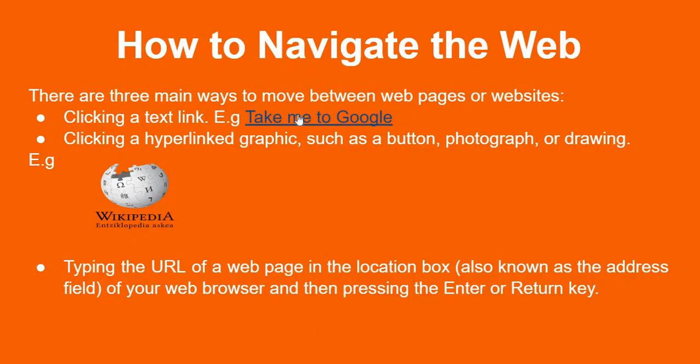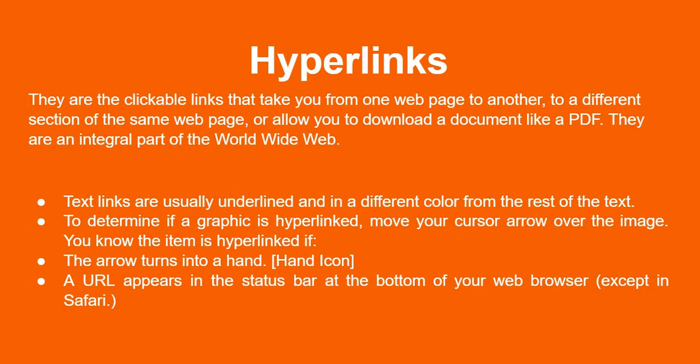So when we move our cursor to this link, what do we see here? First, we see that the cursor changes into a hand icon. You see that? From out, it's a normal cursor, and then when we move it here, it changes into a hand icon. Then number 2, we notice that on the left corner down below here, you will be able to see a URL to that particular page. A URL appears in a status bar at the bottom of your web browser, except in Safari. That's just what we have demonstrated.